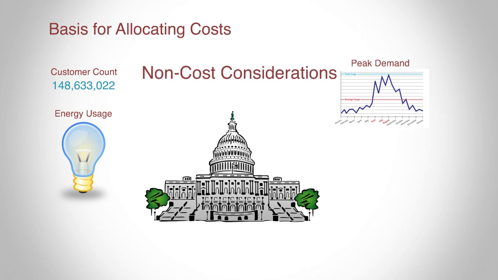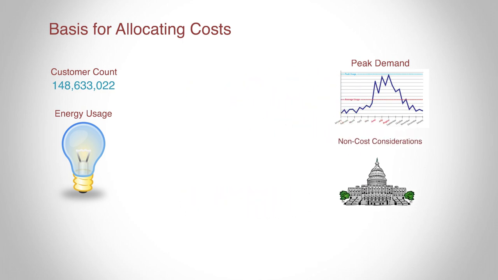Non-cost considerations. Commissioners do apply considerations other than cost when setting rates. These can be partly judgmental and partly political, not just technical. Any of these metrics can be applied to a customer class, such as residential or industrial.